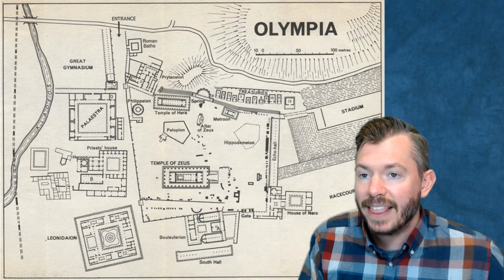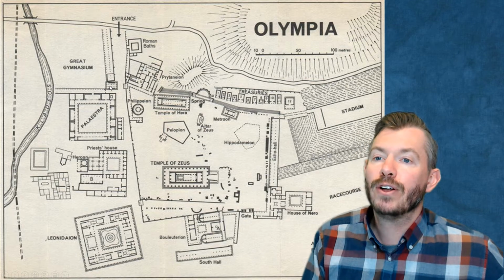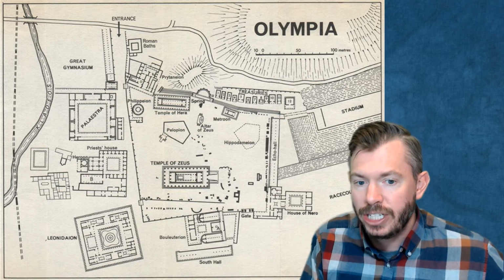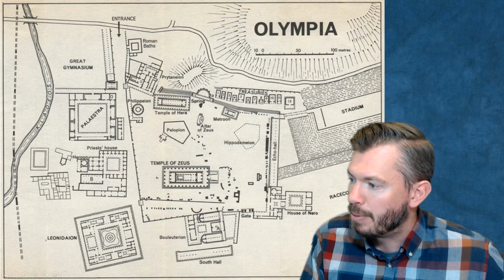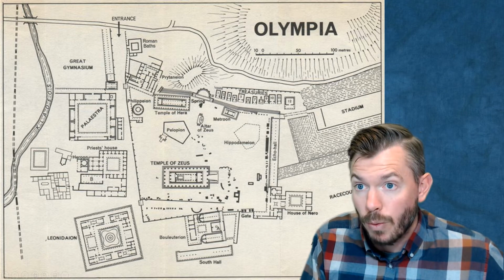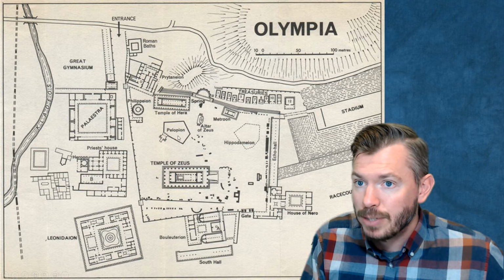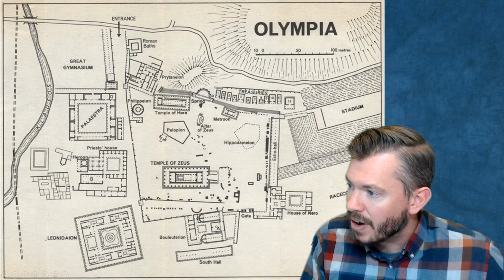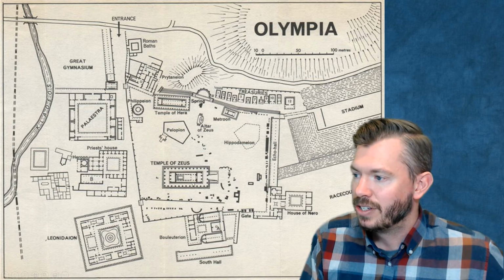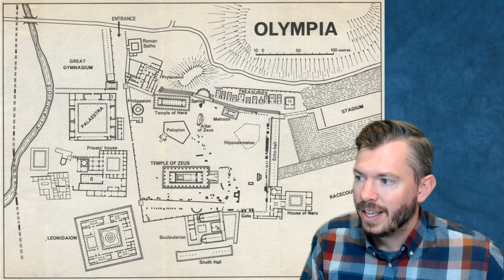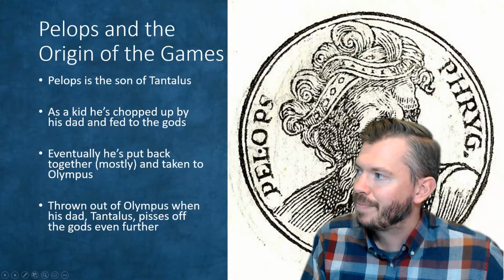And when we look at the site itself, what we end up seeing is it is also very closely tied to religion, to mythology, and to the gods. So you can see the center of the site here. We've got the massive temple to Zeus, the statue of which was one of the wonders of the ancient world. We've got the Pelopion, this monument to Pelops. We'll hear about him in a second. A temple to Hera, another altar to Zeus, the Metroon. All of these things are religious structures. And then you go through a little archway here, and then you enter the stadium.